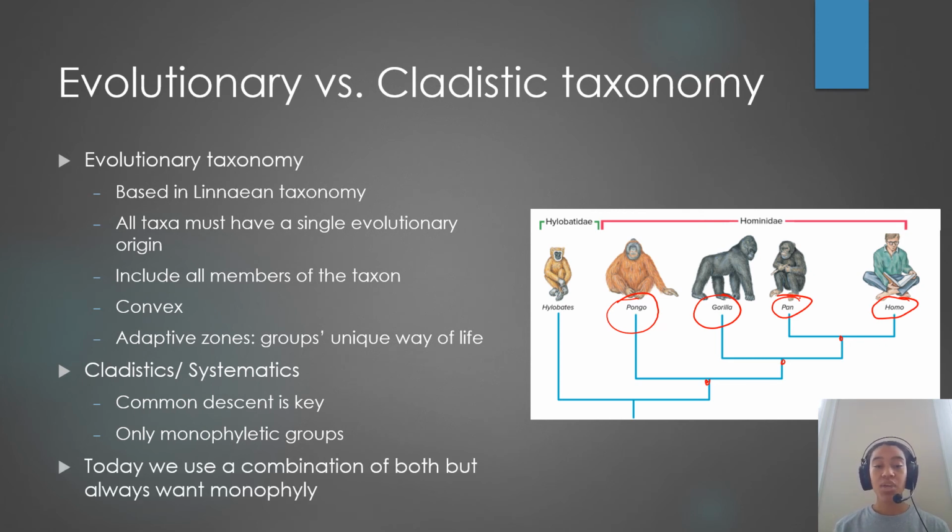Today we use a combination of both, leaning heavily toward the cladistics side of things, because we want monophyletic groups. Monophyletic groups give us the most accurate depiction of the relatedness between species. But we do use a little bit of both of these methods nowadays.